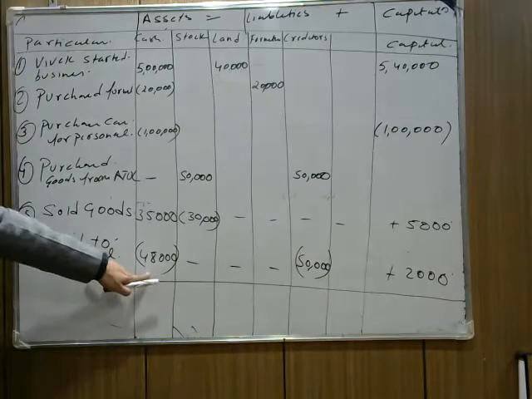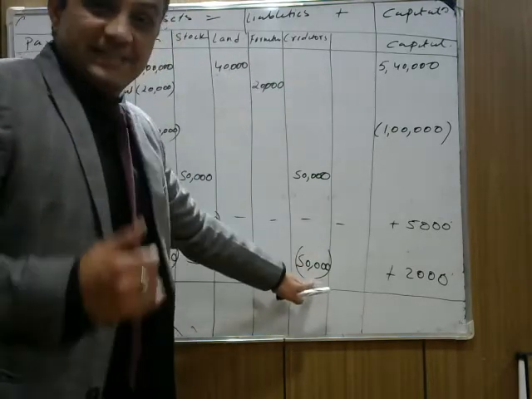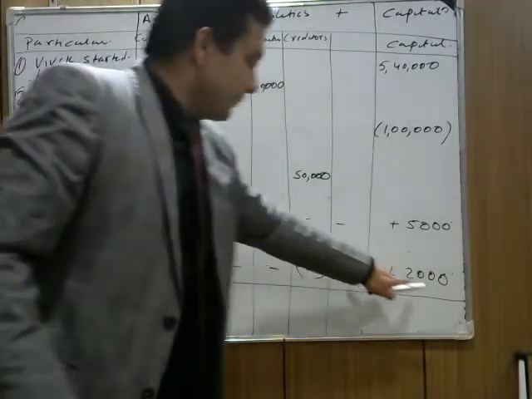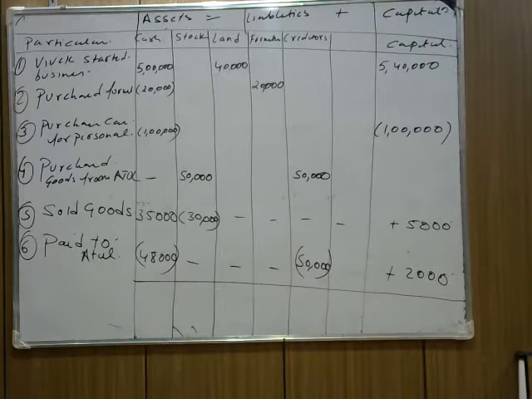So cash is decreased by 48,000. Creditors is decreased by the full amount. And a profit of 2,000 rupees is there. Now check whether the equation is matching or not.